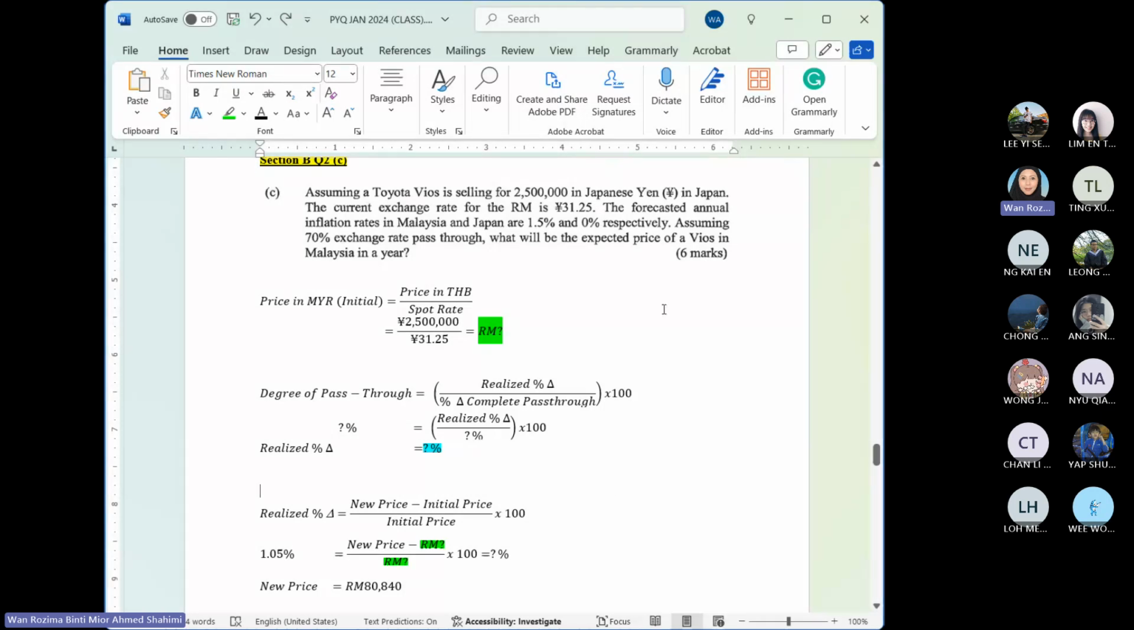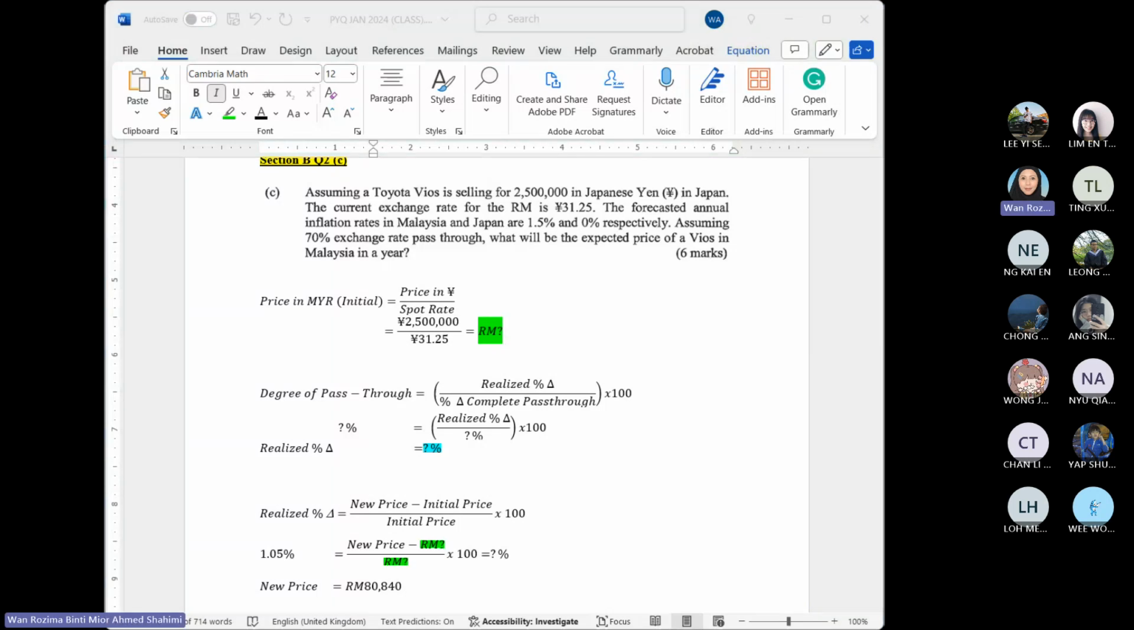So the first one, you need to find the price in Malaysian ringgit. So the initial price is not in Thai baht, sorry, this is what happens when you copy paste the template. The price in yen divided by the spot rate, so 2.5 million yen divided by the spot rate. Why divide? Because yen is in the same location, at the front, on both sides, so that's why you divide. Then you will get the price in Malaysian ringgit. By right, you should get 80,000 Malaysian ringgit.